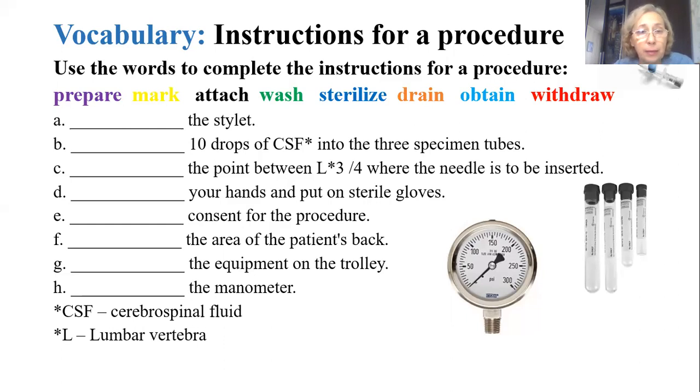So let us have a look at the sentences and decide what is missing in sentence A. Madhumita. Is that dash the stylet? Maybe sterilize. Okay, possible. Or prepare also. Prepare the salad. What else is possible? Ma'am, it could also be withdraw. Withdraw the stylet. Remove. Okay.